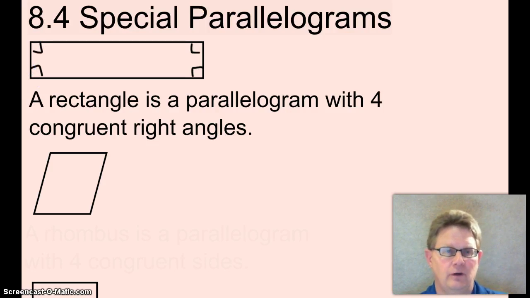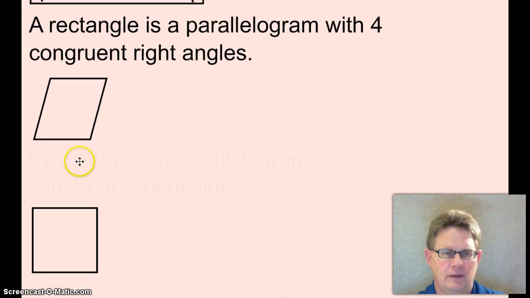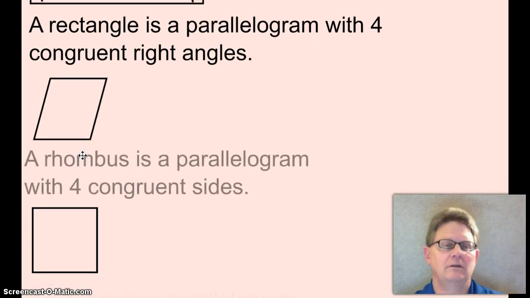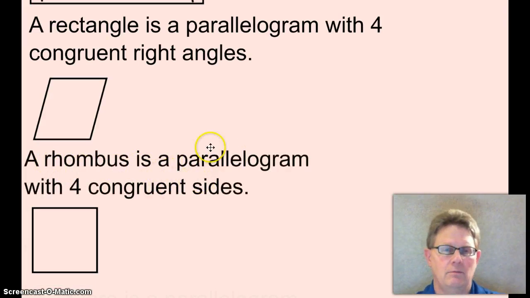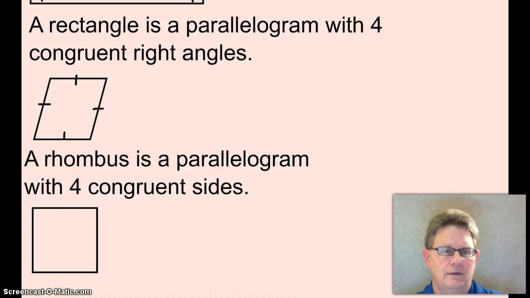Okay, what is the next figure up there? What is this? Some of you may remember what it is. That's called a rhombus. And a rhombus is a parallelogram with 4 congruent sides. So on a rhombus, it's a parallelogram with 4 congruent sides. And then the last one.